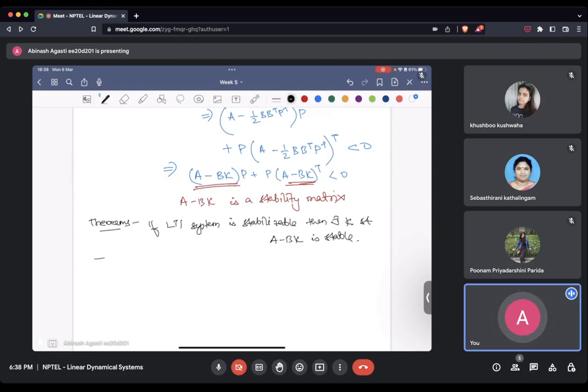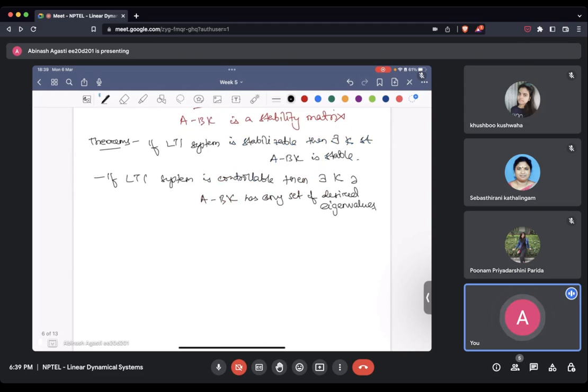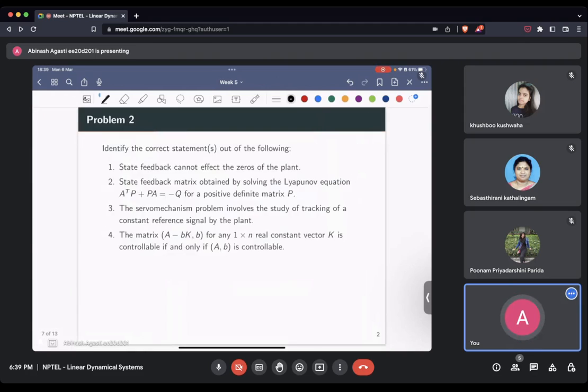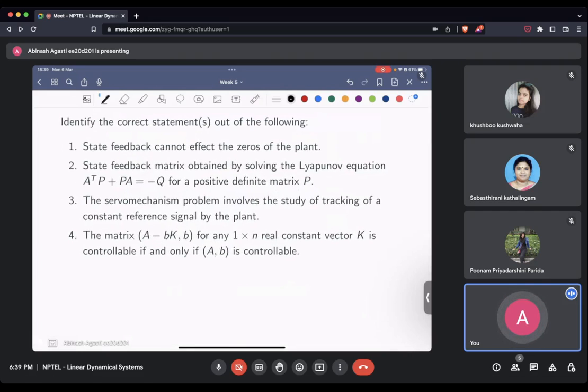In a similar way, we can also show if an LTI system is controllable, then there exists K such that A minus BK has any set of desired eigenvalues. Okay, so these are two important results. Now, based on these, tell me which of these could be true.